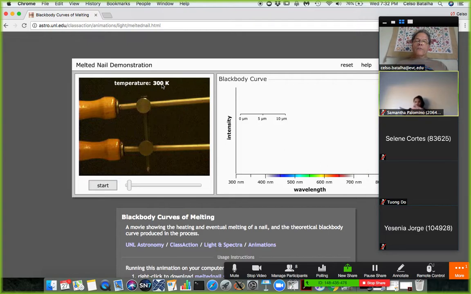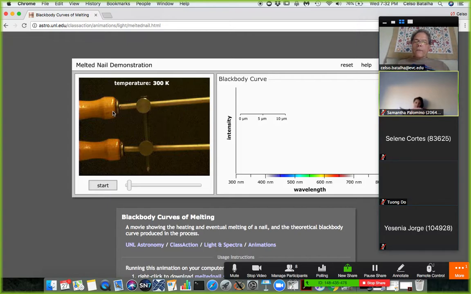So here, 300 Kelvin. Kelvin is a unit of temperature that is given by the Celsius scale plus 273.15. So 300 Kelvin is the equivalent of 27 degrees Celsius, more or less, which is a nice temperature. It is the ambient temperature we all have now, 70 Fahrenheit or so. So it's a good temperature.